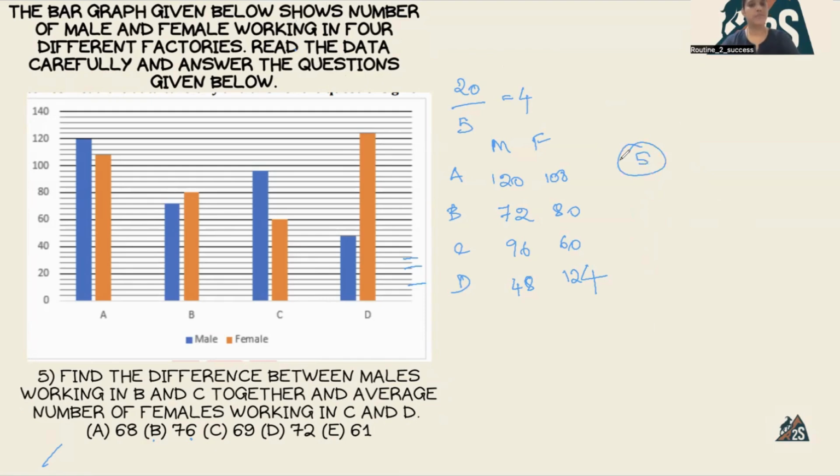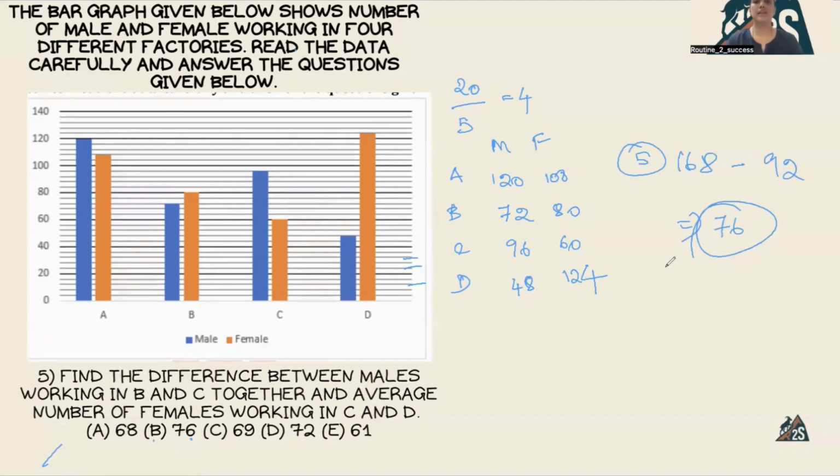So let us see the fifth sum. Find the difference between the males working in B and C together and the average number of females working in C and D together. Males working in B and C: 70 plus 90, 160, 168. And for the average number of females working in C and D together, since we have only 2 variables, it is divided by 2. So 30 plus 62, it is 92. So what is the difference you are getting? It is 76.